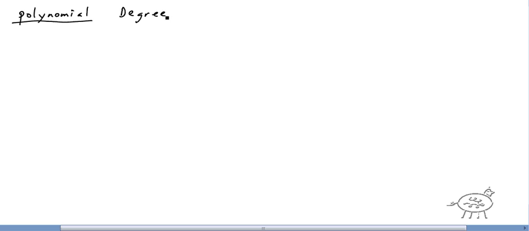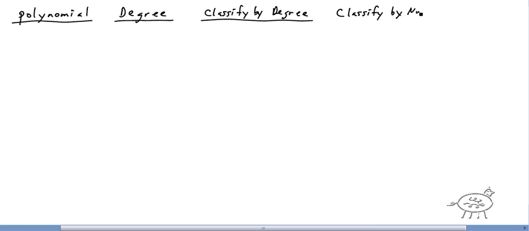Degree, classify by degree, and classify by number of terms. Okay, so 4 columns here. The first thing I'm going to do is write down the number 5. That's a polynomial, as we already talked about. It's one term.